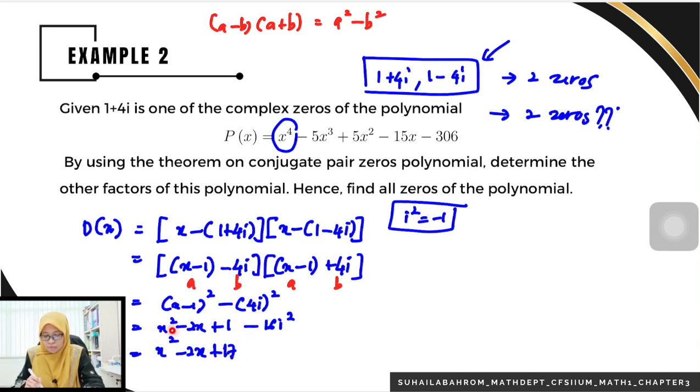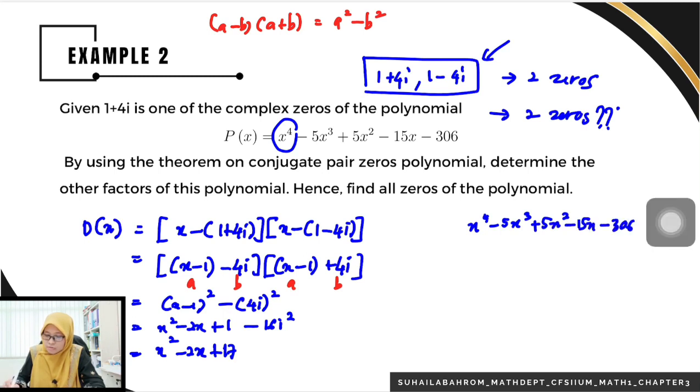So what you have to do with this divisor is use long division to get the other two zeros. Let's apply long division here. We have x to the power of 4 minus 5x cubed plus 5x squared minus 15x minus 206, and the divisor is x squared minus 2x plus 17.